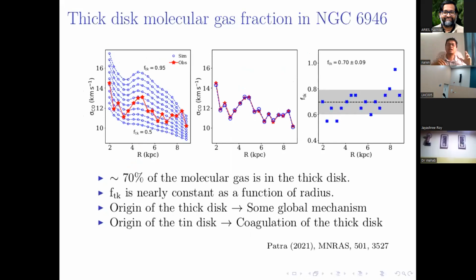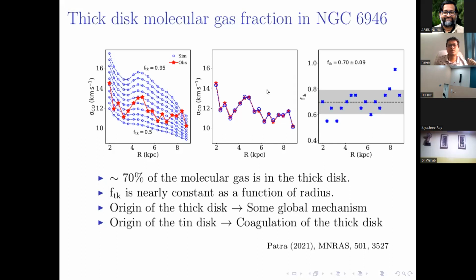Okay, at every radius I assume that my thick disk gas fraction could be from 50% to 95%. For every fraction I have modeled the disk and produced what the velocity dispersion profile should be, which is observed. These blue curves represent velocity dispersion sigma profiles for different thick disk gas fractions, and these stars are the observed values.